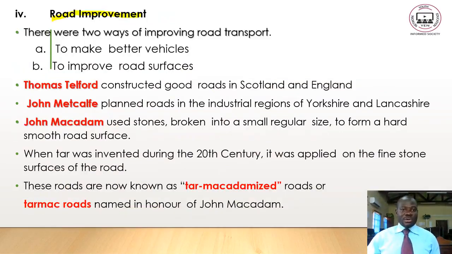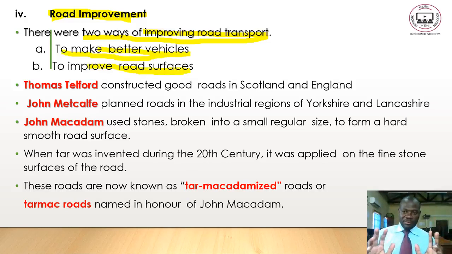Now let's look at road improvement. There were two ways of improving road transport. Number one was to make better vehicles and to improve road surfaces. So two major improvements were needed. Now that they had the machines that could roll on the surface of the land, they needed to pave clear roads for that machine. And they also needed a better machine to improve that machine.